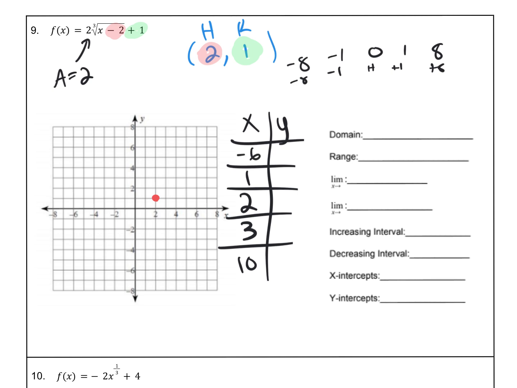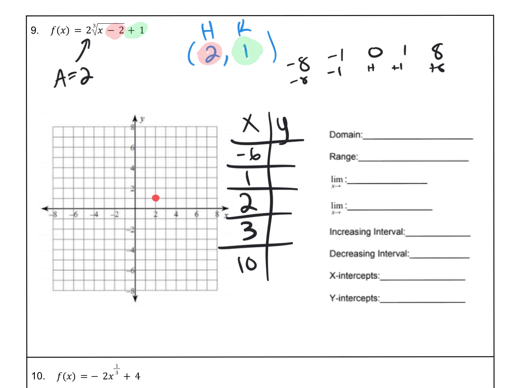You could also count the spaces on the axes, right? So going 1 to the right gets me 3, going 1 to the left gets me 1, going 8 spaces now to the right takes me off to 10, 8 spaces backwards takes me to that -6, right? So you could count the spaces on the graph, or just add and subtract 1 to the h value, as well as add and subtract 8 to the h value to fill out the x column of your t-chart.